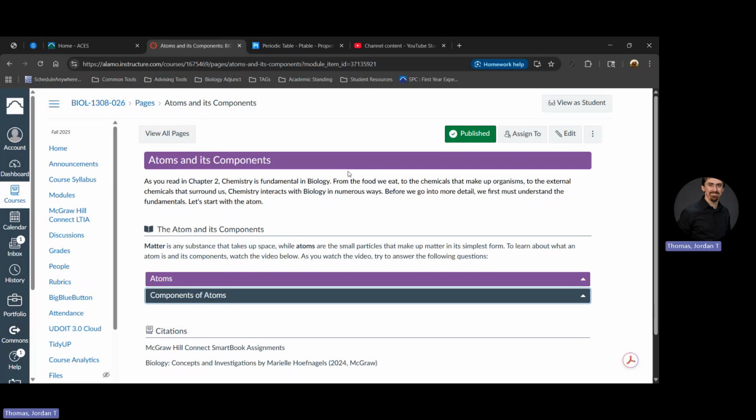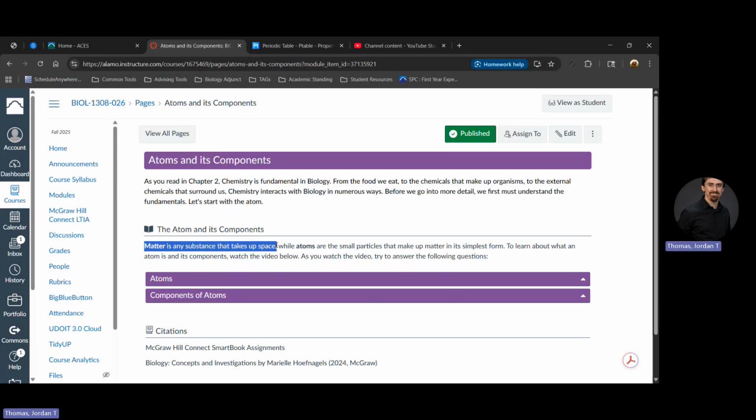Before we do that, though, let's take a step back and talk about what matter is. Matter is any substance that takes up space. So, anything around you, the computer you're on, or cell phone you're on, the tablet you're on, yourself, a table, a desk, the water you drink, the air you breathe, all of that is made up of matter because all of that takes up space.